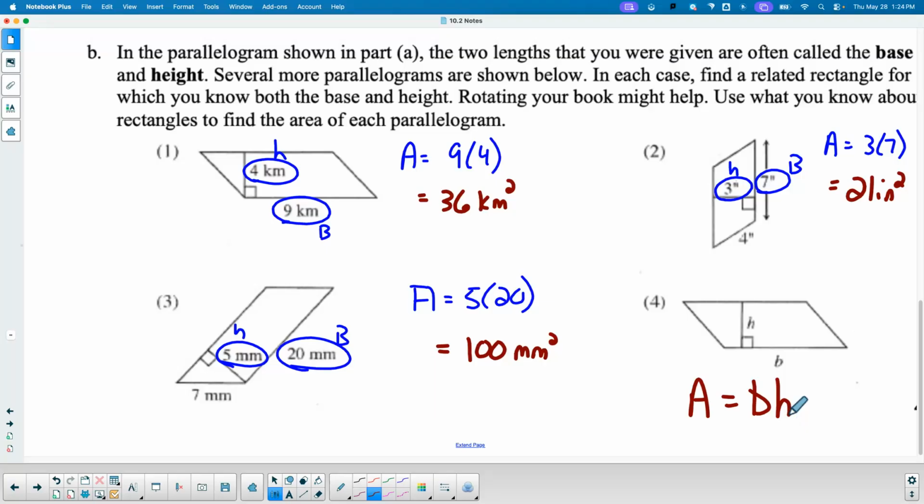So the area of a parallelogram is base times height. Yeah? Love it.